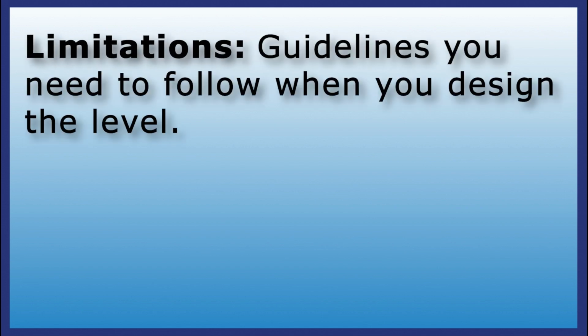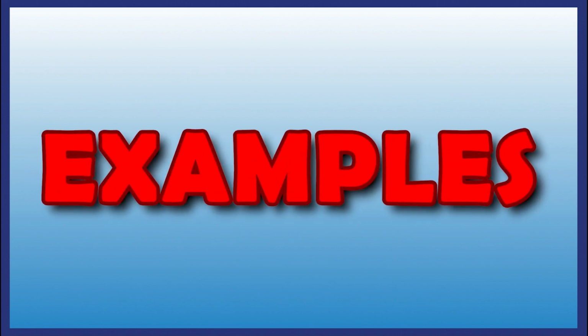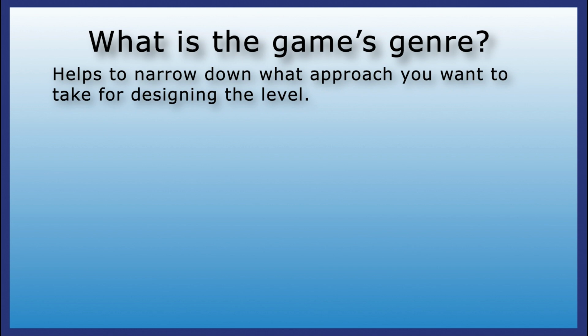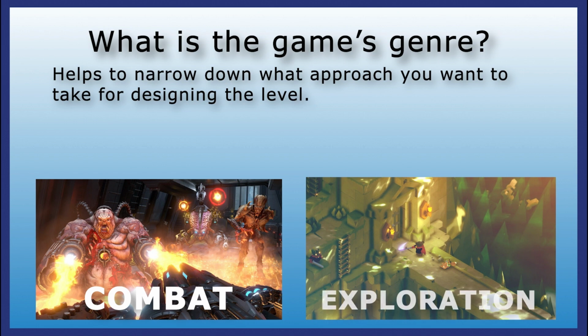The first thing you're going to do for your level concept is going to involve determining your limitations. These are general guidelines that you need to follow for designing your level, and typically they're decided by other people on your team, but this mainly depends on how large your team actually is. A few examples of limitations you might face during level design include: what is the game's genre? Knowing this is important because it helps you to narrow down what approach to level design you should try and employ. If you're working on an action game, you would want to prioritize combat, or if you're making an adventure game, you'd want to focus on exploration.